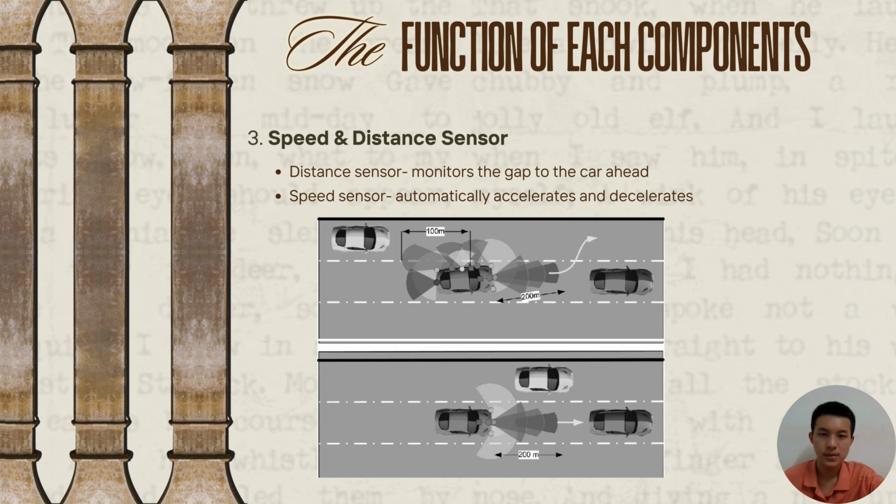Last but not least, the distance sensor monitors the gap to the car ahead, while the speed sensor functions to automatically accelerate or decelerate.